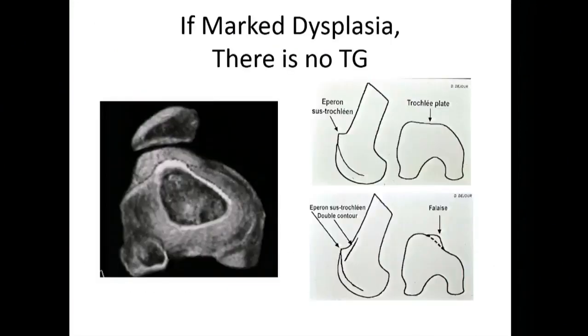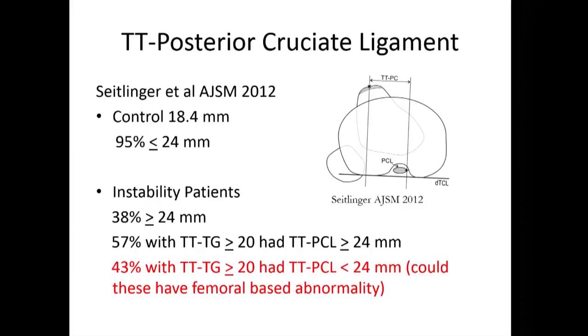In fact, if there's marked trochlear dysplasia, just by definition, there is no TG. There's no trochlear groove. It's either flat or concave. Now, some people will actually measure it. They'll just cheat, go to the Roman arch, and take the center of that, and that's their TG. Well, that's not really the TG. So in that particular patient, I'd urge you to look at the work of Gerd Seitlinger, the TT-PCL.